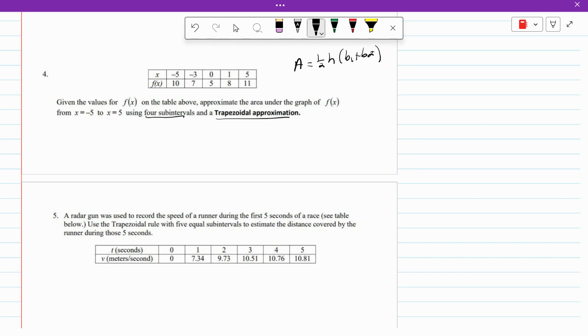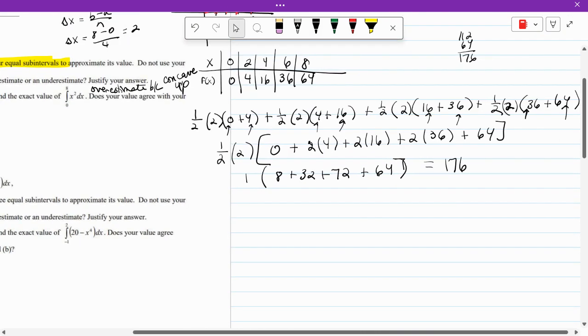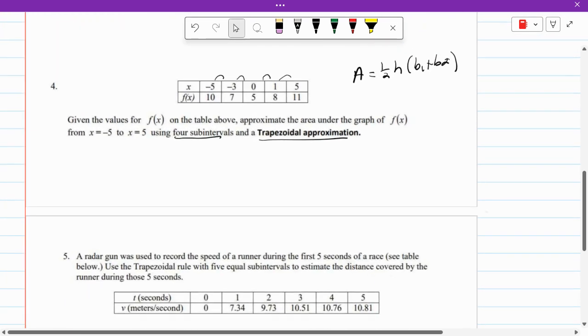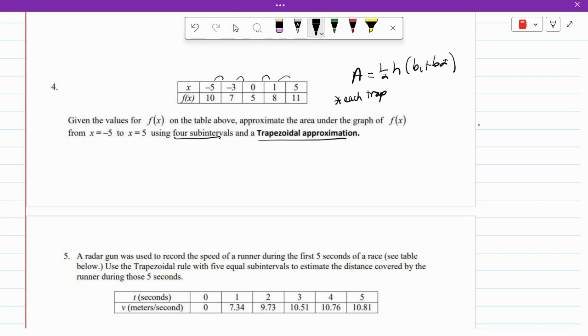So we want to notice that our delta x is not equal, is it? So when our delta x is not equal, we are not going to do what we did up here, factor out the 1/2 times the height. We're not going to do that. When our delta x is not equal, we have to do each trapezoid separately, because the delta x is not constant.